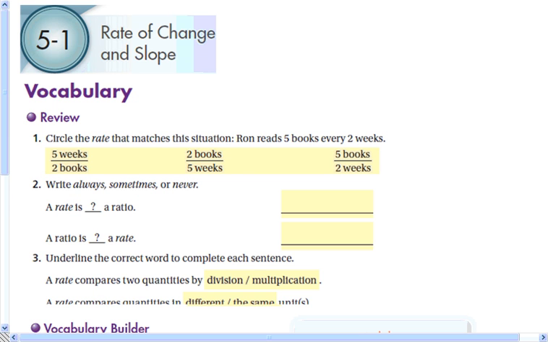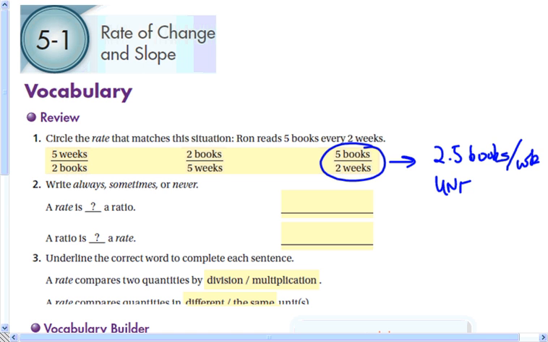All right, and now a little review of rate of change. We're going to learn about rate of change and slope today. The objective is for you to learn how to find the slope of a line, or in other words, the rate of change of a line on a coordinate plane. So circle the rate that matches this situation. Ron reads 5 books every 2 weeks. Now, if we want to talk about the unit rate for that, that would be 5 divided by 2 is 2.5 books per week. That's a specific kind of unit rate.